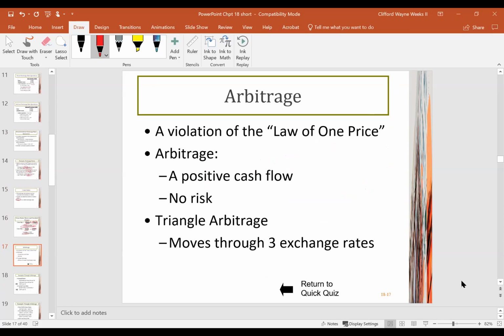Arbitrage, and yes, I had to look up the proper pronunciation of arbitrage. It's the violation of the law of one price. Hopefully you know what the law of one price means. It means all things being equal, the cost of a unit, let's just say an apple, in the United States would be the same as the cost of the same apple in Russia.